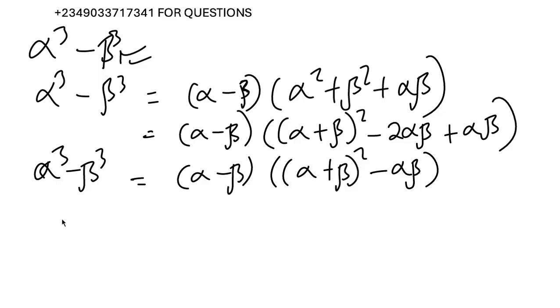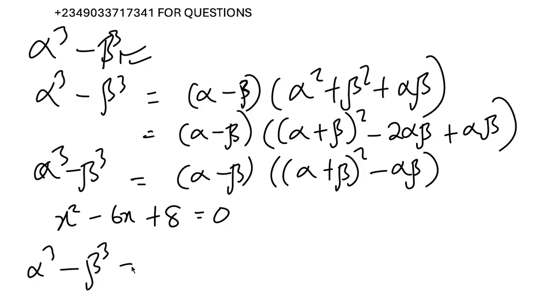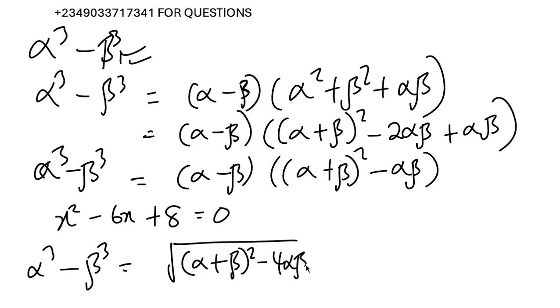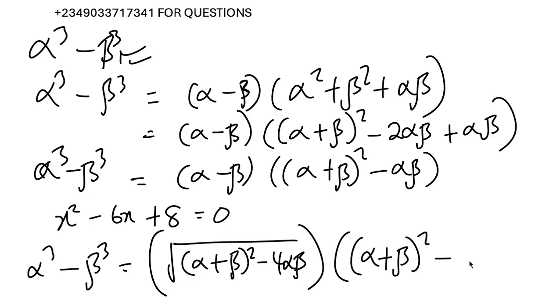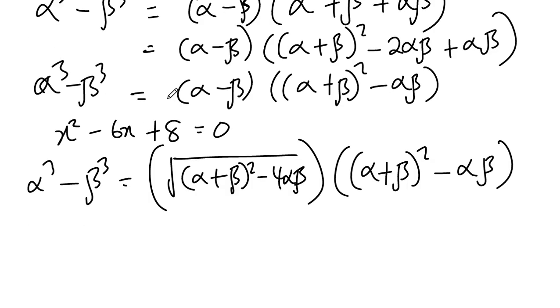So let's say we are given this equation x squared negative 6x plus 8 equal to 0. What will you do? You find the difference between the roots. So that means alpha cube minus beta cube will be equal to the square root of alpha plus beta all squared minus 4 alpha beta, right? Into alpha plus beta all squared minus alpha beta. You get? So what's alpha plus beta for this equation? Alpha plus beta is simply 6, while alpha beta is 8, because that's c over a.